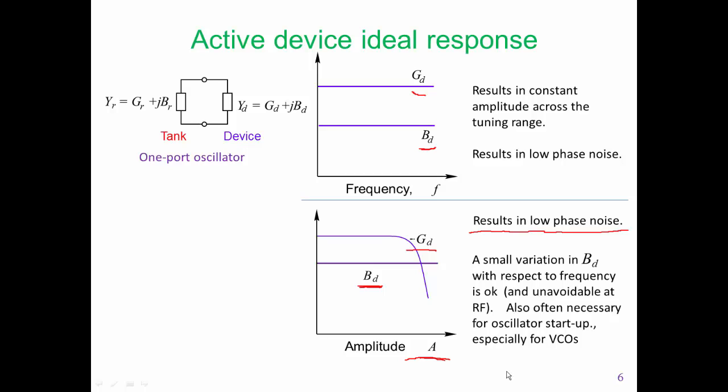So, in summary, a small variation in BD with respect to frequency is okay and unavoidable at RF, but a variation in BD with respect to amplitude is not. Sometimes we want a variation of BD with respect to frequency to ensure oscillation startup, and this is especially important for VCOs because we want oscillation startup over the full tuning range.